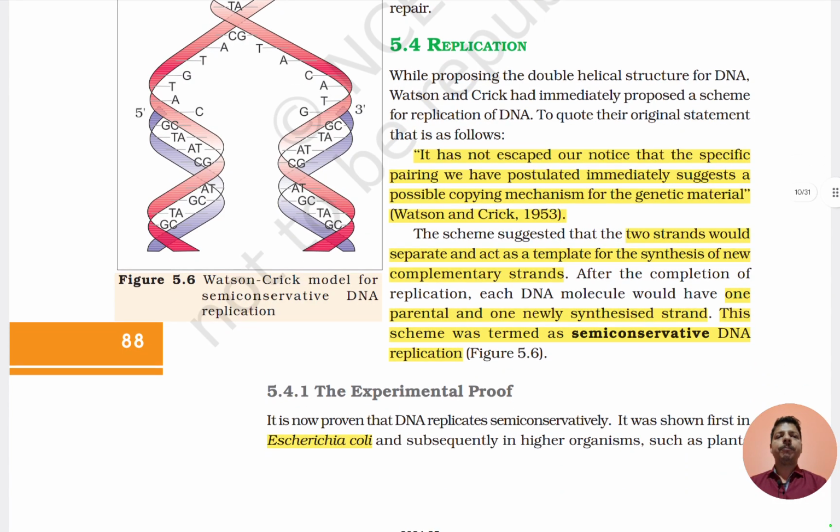Coming to replication, here a statement is given: it has not escaped our notice that the specific pairing we have postulated immediately suggests a possible copying mechanism for genetic material, proposed by Watson and Crick, 1953. This scheme suggests that the two strands would separate and act as templates for the synthesis of new complementary strands, and the DNA molecule would have one parental and one newly synthesized strand. This scheme was termed semi-conservative DNA replication.